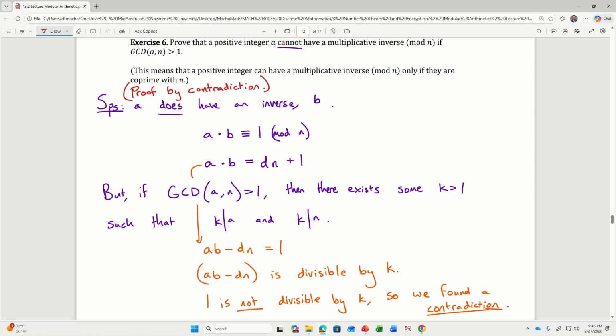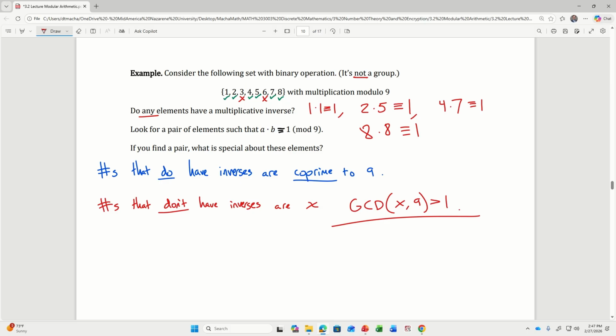Okay, does that make sense? And so this is the full circle moment where I said, before we saw an example where the greatest common divisor between 3 and 9 would have been 3. The greatest common divisor between 6 and 9 was 3. And so there was no way that those could have a multiplicative inverse. But all of these other numbers, like 1, 2, 4, 5, 7, and 8, those are all co-prime to 9. And so they're allowed to have inverses.